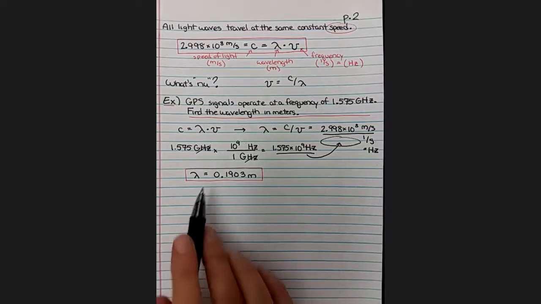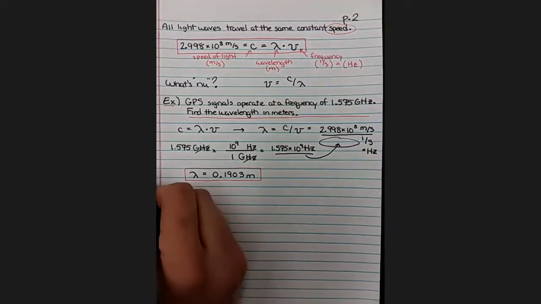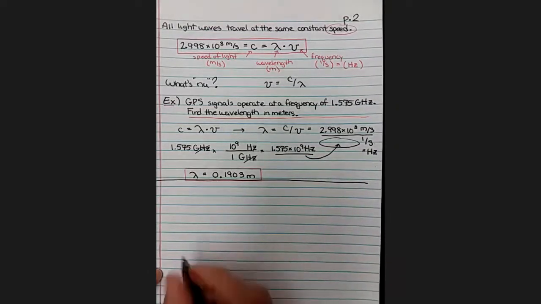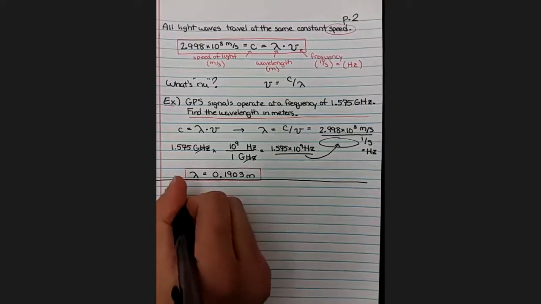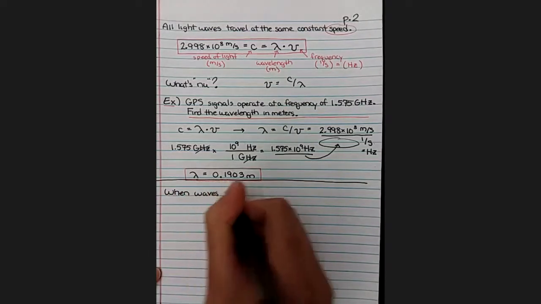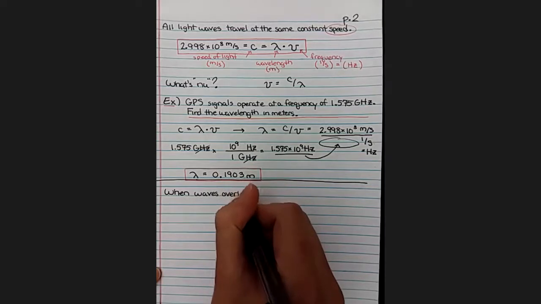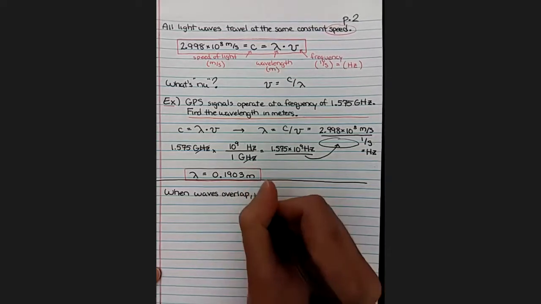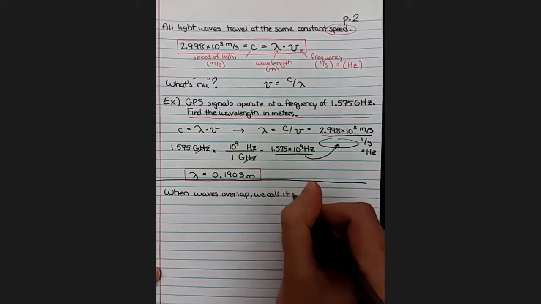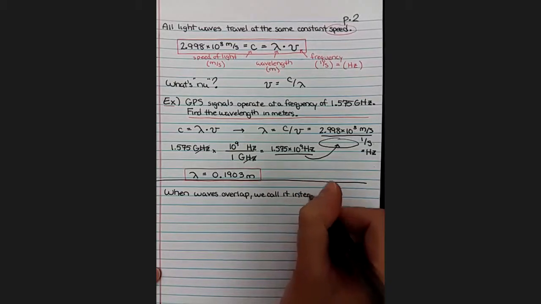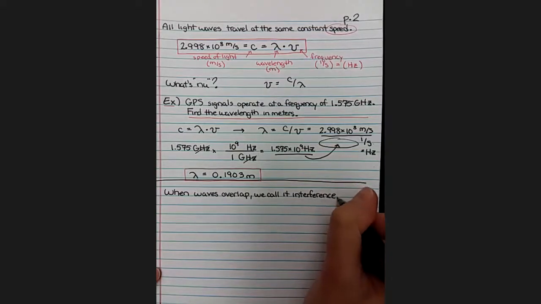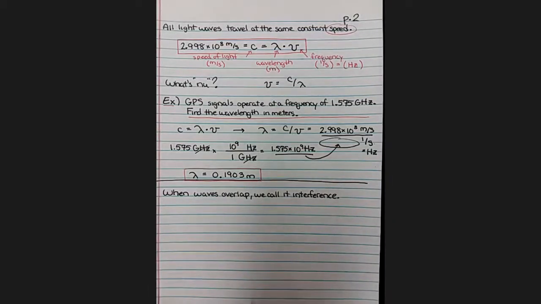Okay, so we've got one more wave property to cover before the end of the video, and that is interference. When waves overlap, we call it wave interference because the waves are additive. They add together their amplitude at each point to either make the wave taller or to make the wave smaller.